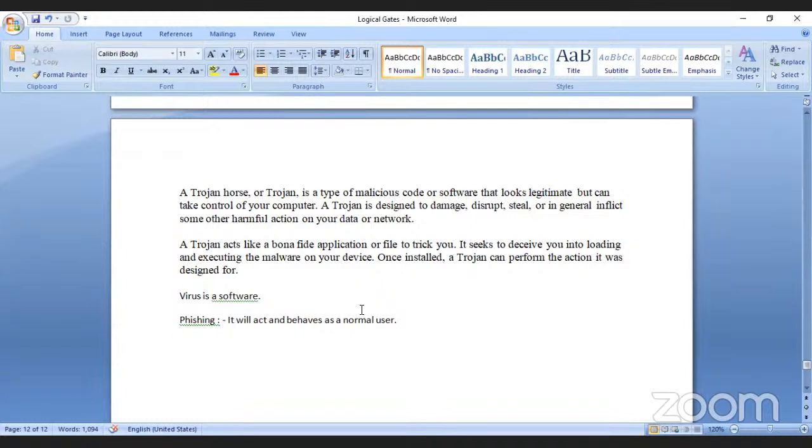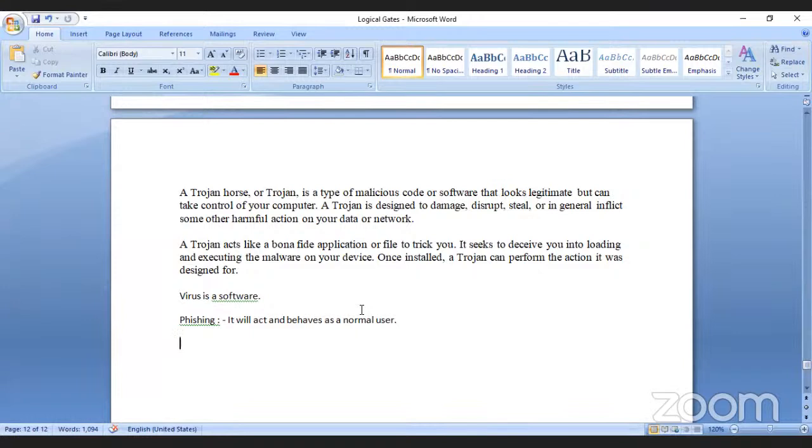It will behave as a normal user. For example, someone tweeted some information. We thought that he only sent the message, he only tweeted the message, but that has been done by someone else. Understand? That has been done by someone who has done hacking, with the help of phishing activity.